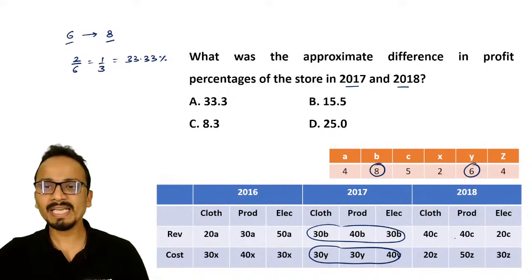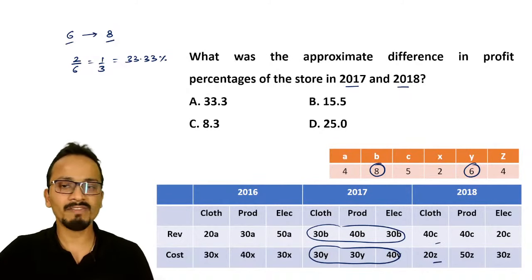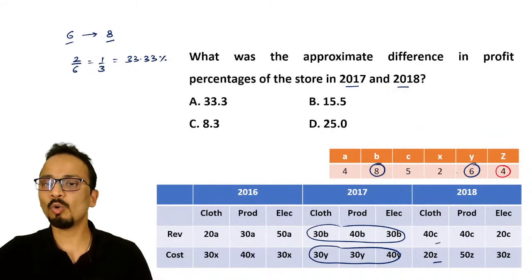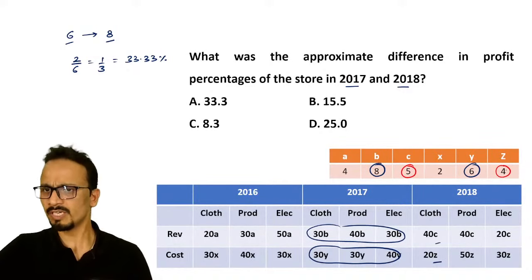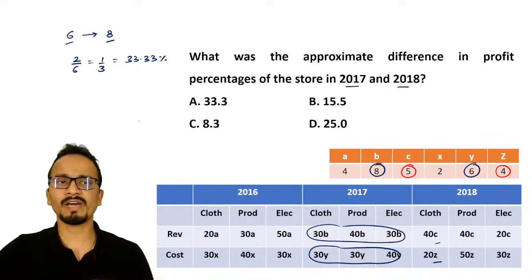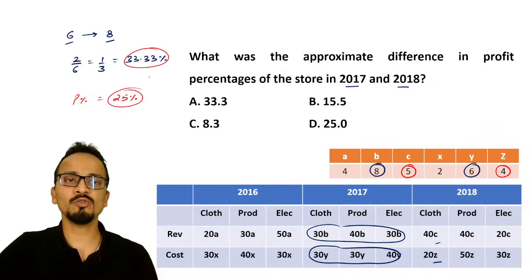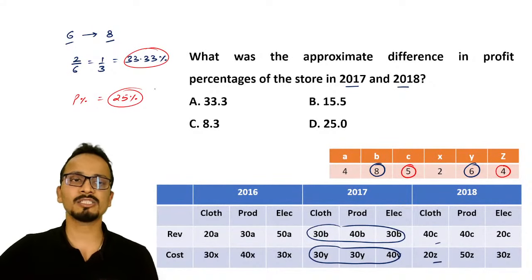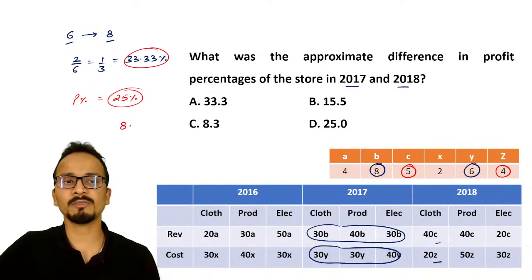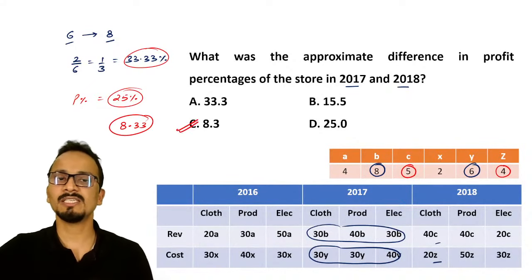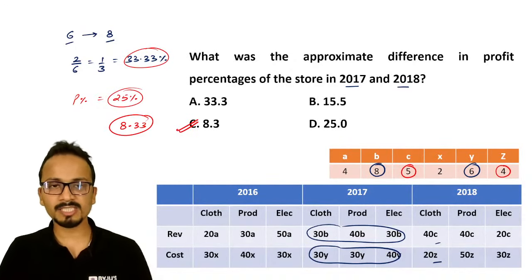Okay, for 2018, Z and C, these are the two values that I will pick. So Z is 4, C is 5. So here the profit percentage is equal to 25%. Now the difference between these two values, 33.33 minus 25, is 8.33. So the answer will be 8.33. The closest answer is option C.